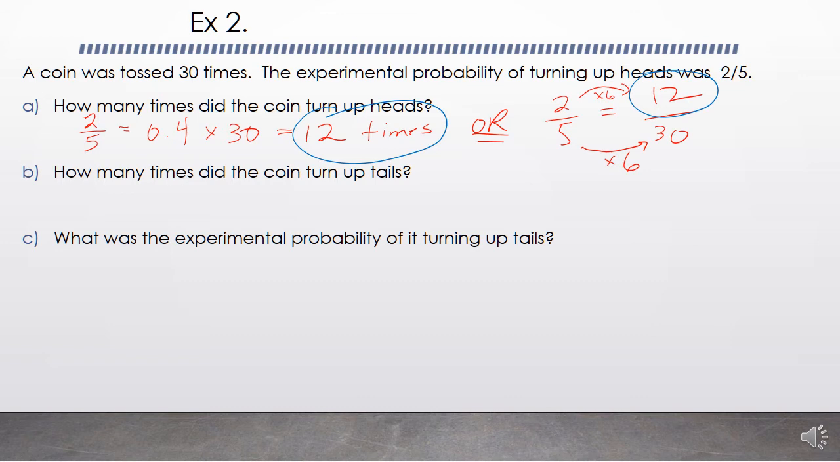How many times did the coin turn up tails? We flipped it 30 times. We just calculated we got heads 12 times. What's left over, if we have 30 flips and we took 12 out? 18.